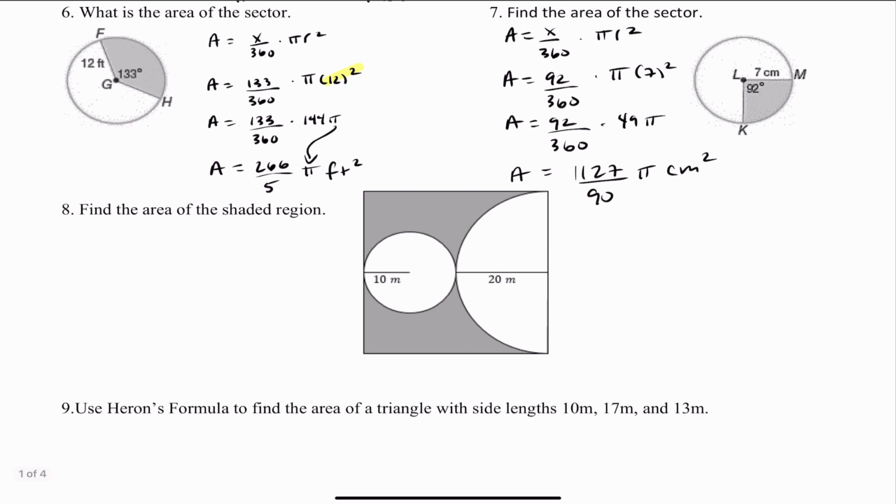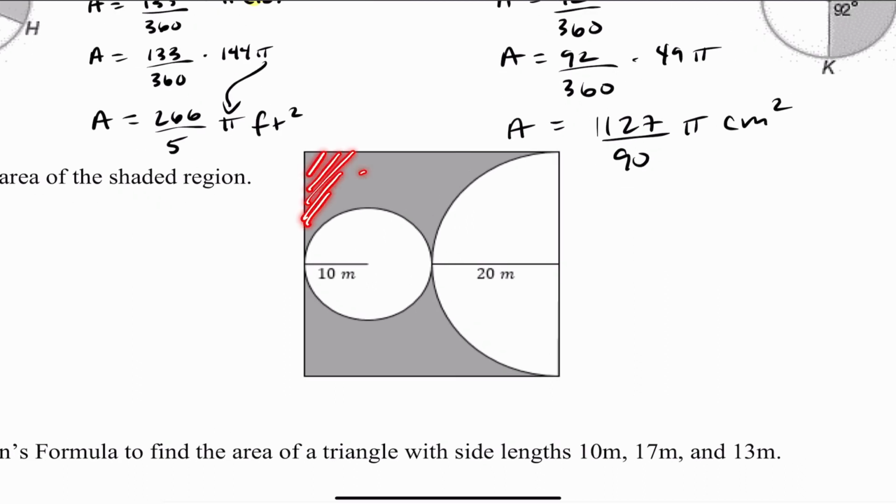Number 8, find the area of the shaded region. So you're basically trying to find the area of the shaded region, as you can see here, and these things are my unshaded region. So what do I need to do? Well, as you can see, we're dealing with a square. Can we assume that's a square? We've got to find out.